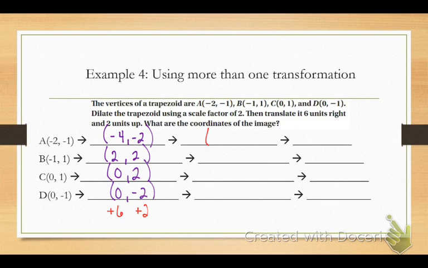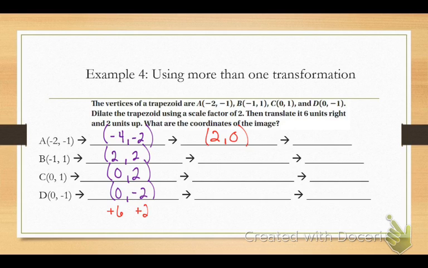To add 6 now to -4. What's -4 plus 6? 2. What is -2 plus 2? 0. Okay, go ahead and finish the rest of those ordered pairs. Got them?